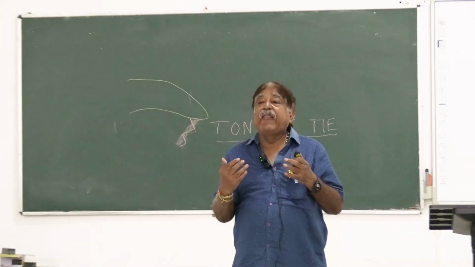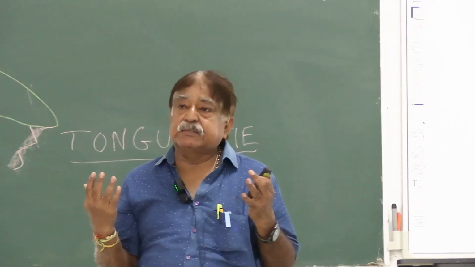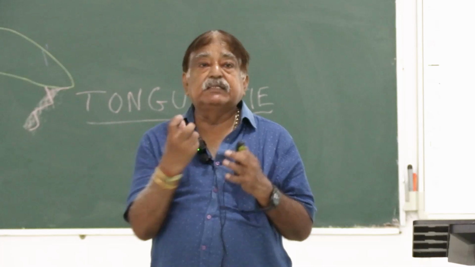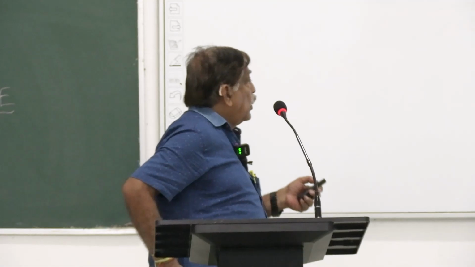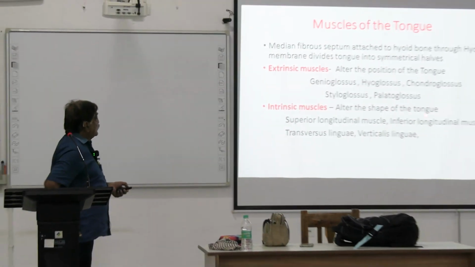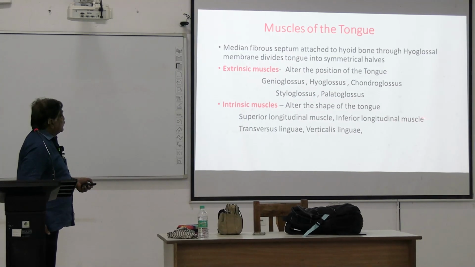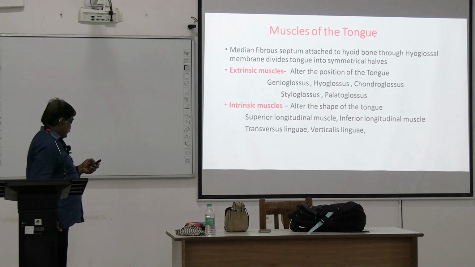All different types. You do this. You do this. You put it in the palate. This is controlled by the extrinsic muscles. Now, intrinsic muscles alter the shape of the tongue: superior longitudinal muscle, inferior longitudinal muscle, transverse lingualis and verticalis lingualis.